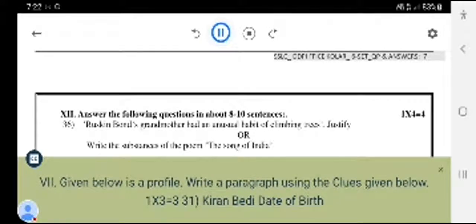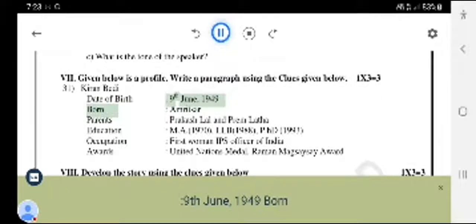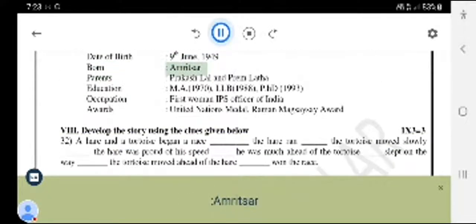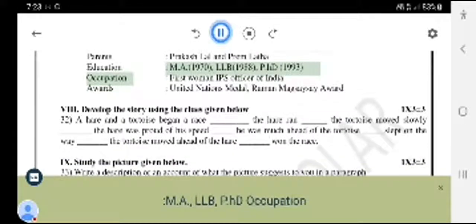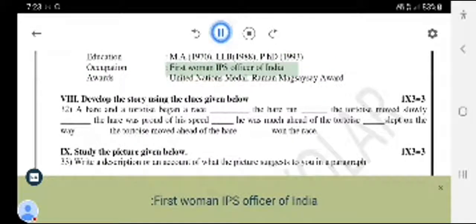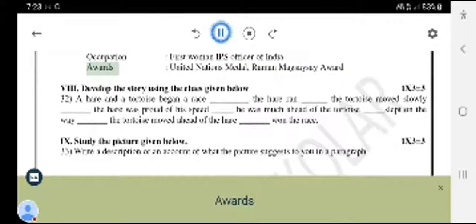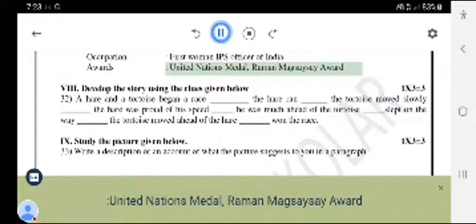7. Given below is a profile. Write a paragraph using the clues given below. 31. Kiran Bedi. Date of birth: the 9th of June 1949. Born: Amritsar. Parents: Prakash Lal and Prem Lata. Education: M.A., LLB, Ph.D. Occupation: first woman IPS officer of India. Awards: United Nations Medal, Ramon Magsaysay Award.